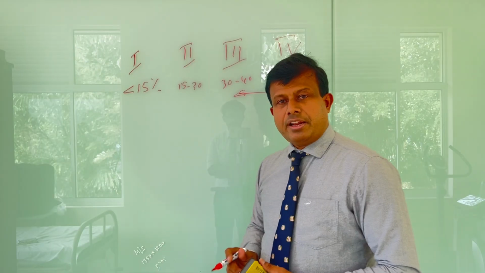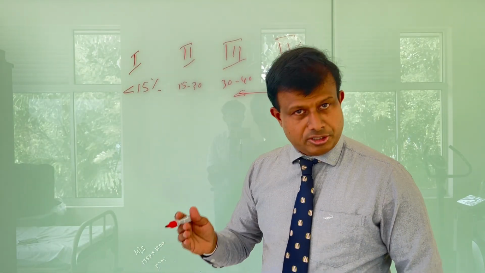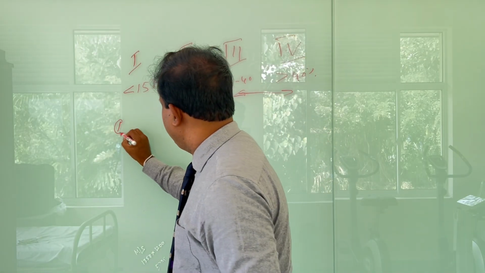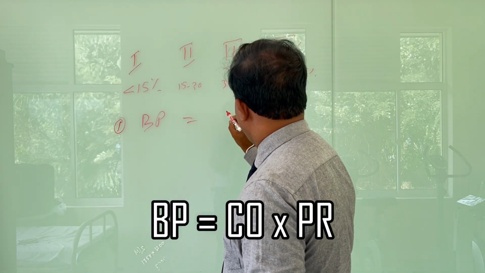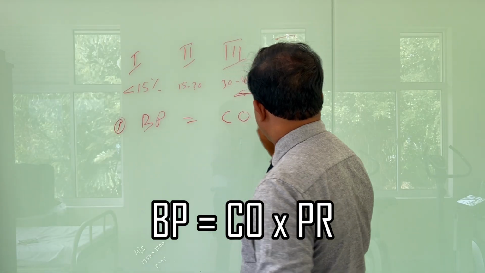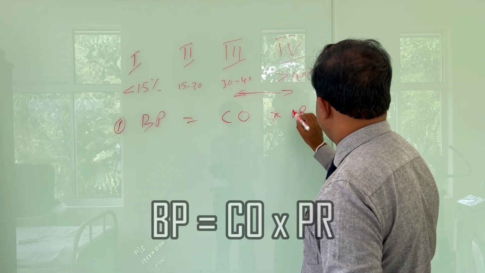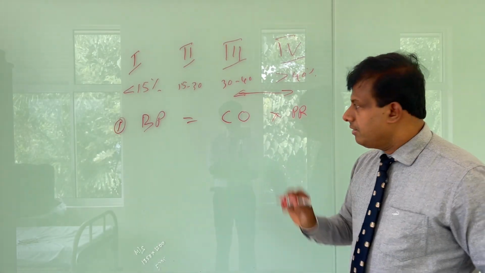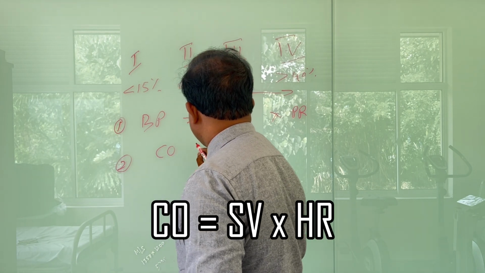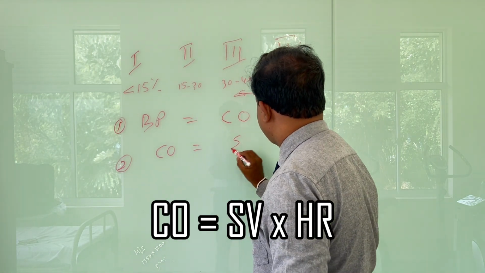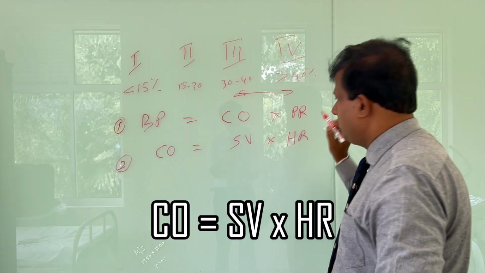And there are 2 equations we should remember with regards to the hemorrhagic shock. Number 1 is the blood pressure equals cardiac output into the peripheral resistance. Number 2 is cardiac output equals the stroke volume into heart rate.